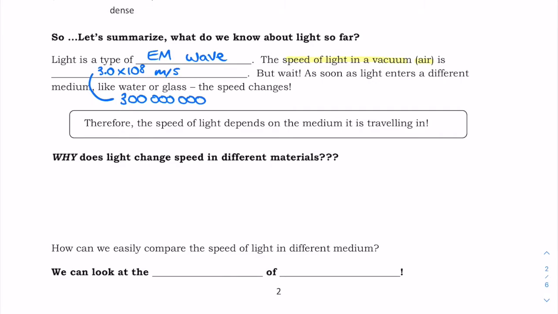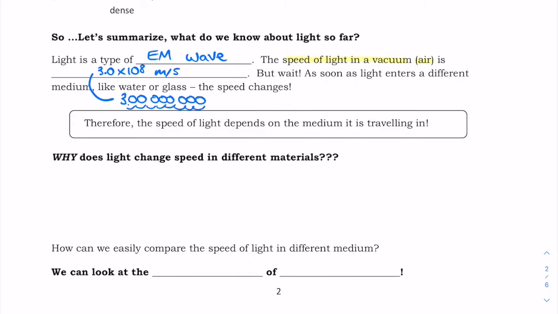And if you don't remember how to go from scientific notation to standard notation, you just move the decimal 8 places to the right. So let me demonstrate. The decimal was normally right here between the 3 and the 0, and you move it 8 places to the right. So 1, 2, 3, 4, 5, 6, 7, 8.